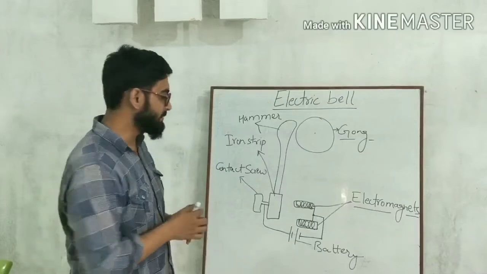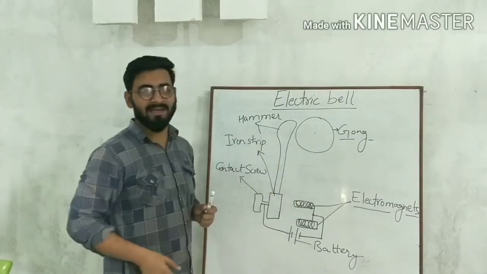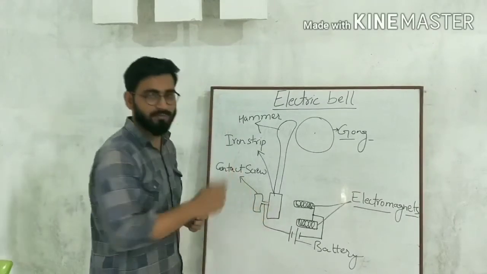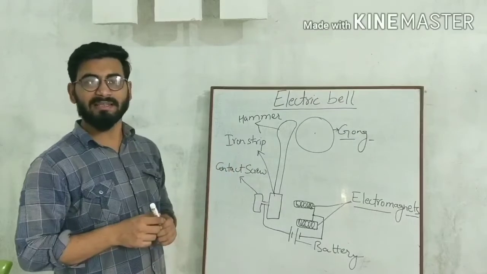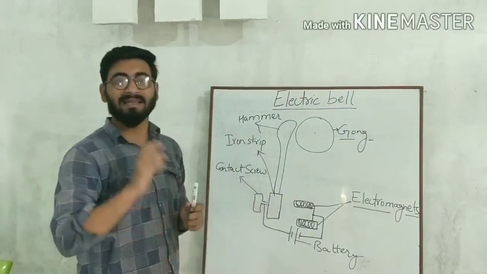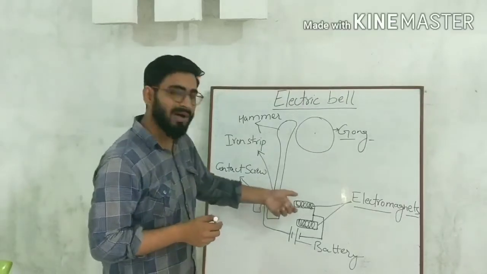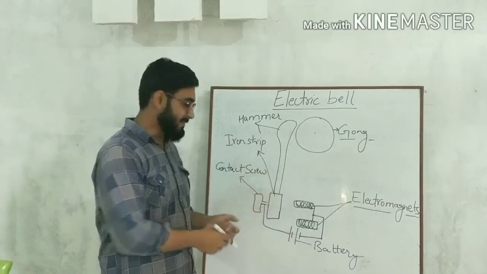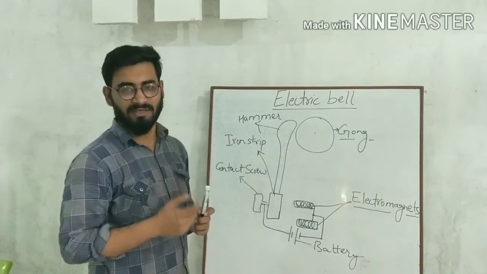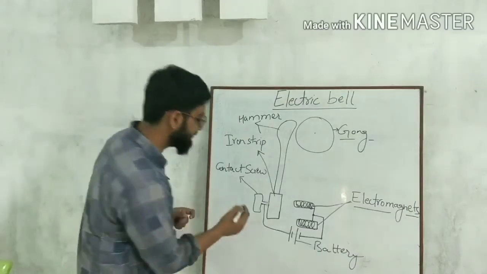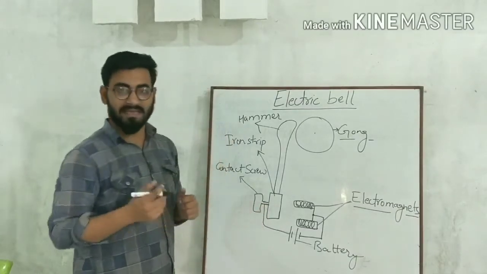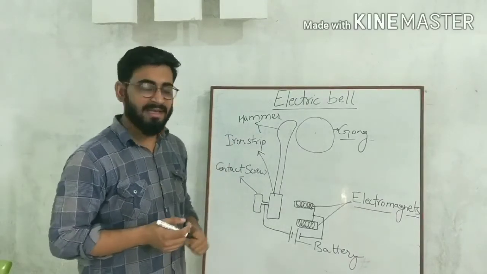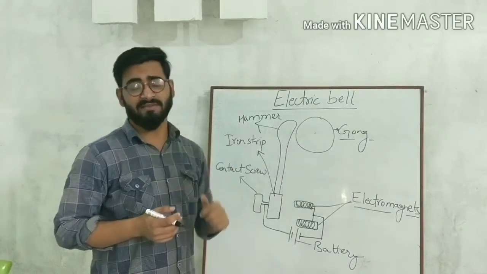But at the same time, when the iron strip moves towards the electromagnets, the iron strip loses its contact with this contact screw. When it loses contact with the contact screw, the circuit breaks and the current stops flowing, and these coils will not act like electromagnets now, and this iron strip comes back to its original position. When it comes back to its original position, it will again get in touch with this contact screw.